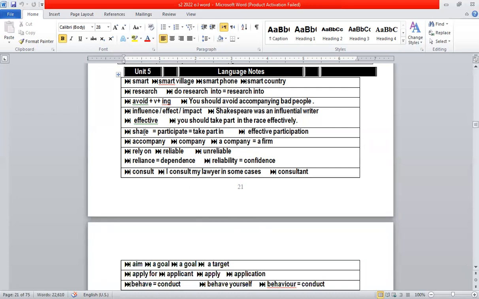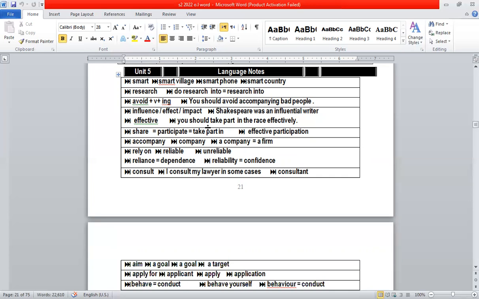Share. Okay, what's the equivalent word of share? Participate. And we say participate in or take part in. So share means participate means take part. Sometimes we are asked for the phrasal verb of the word share. So if you want a phrasal verb, verb plus preposition, we say to take part in or participate in.